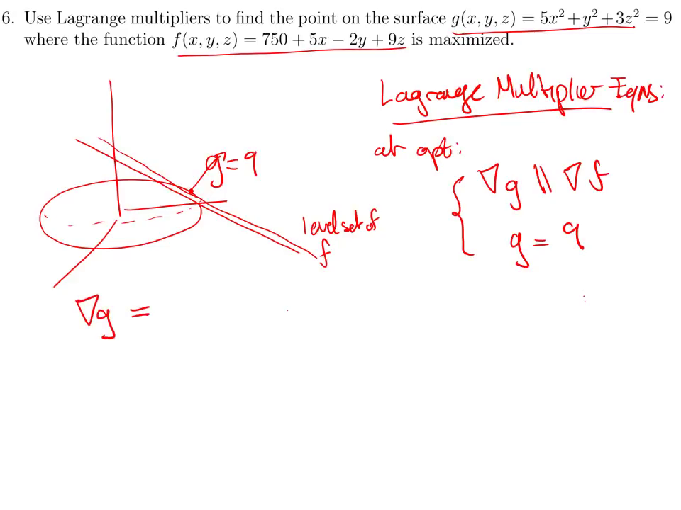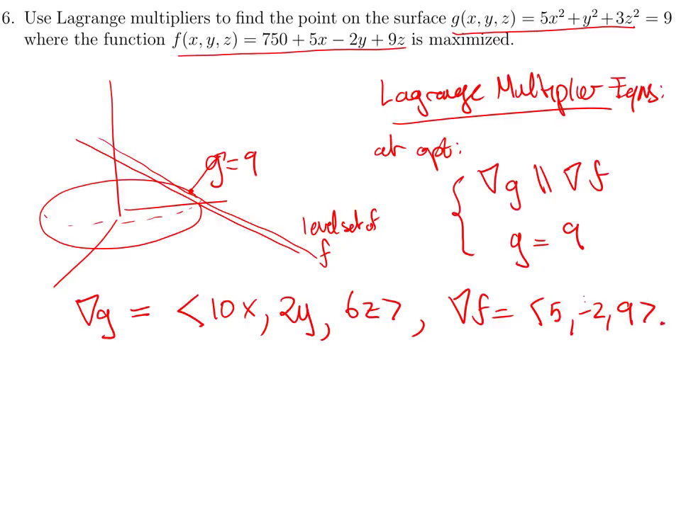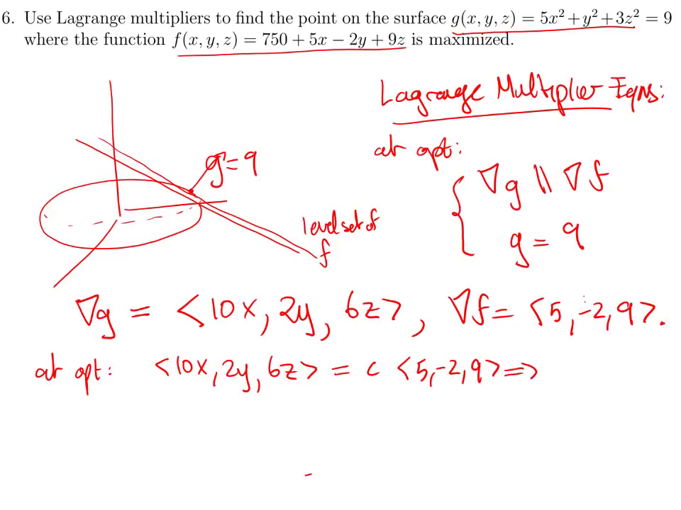The gradient of g is pretty straightforward. Differentiate in x, you get 10x. Differentiate in y, you get 2y. Differentiate in z, you get 6z. The gradient of f is even simpler. The constant term doesn't matter. You just get (5, -2, 9). And so the equations tell us that at the optimum, (10x, 2y, 6z) is equal to some constant times (5, -2, 9).